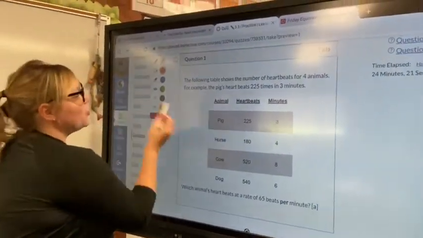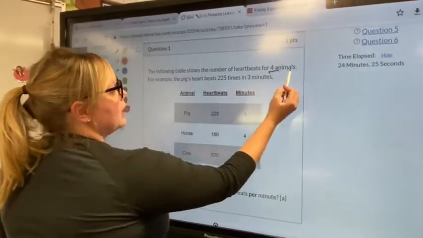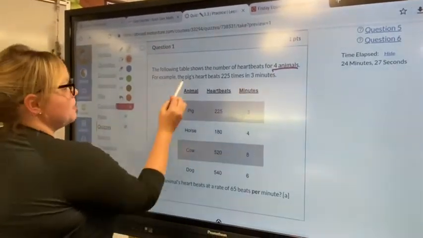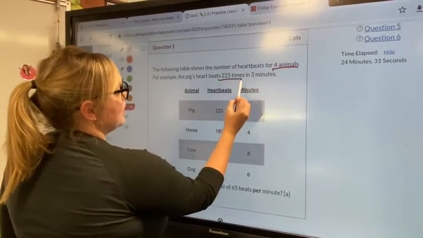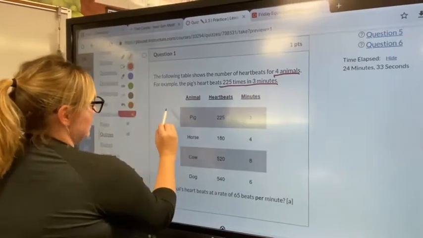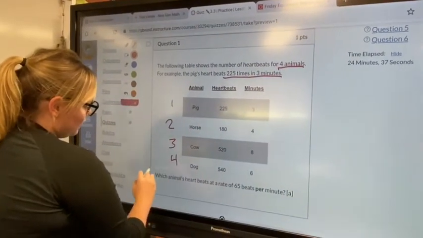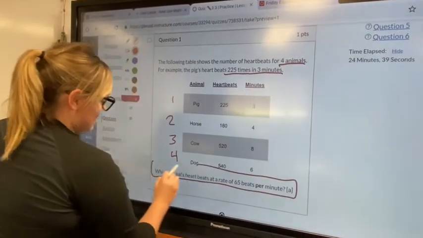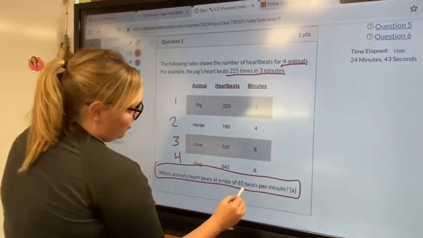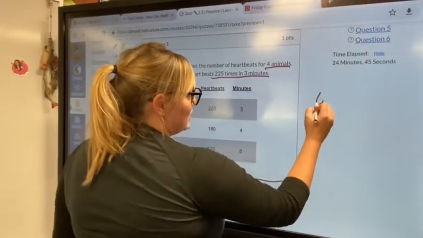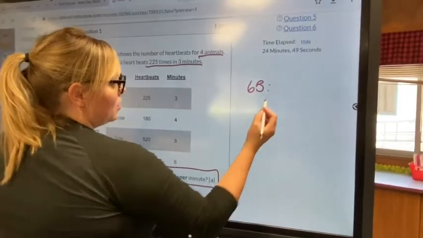Okay, the following table shows the number of heartbeats for 4 animals. For example, the pig's heart beats 225 times in 3 minutes. So here's animal 1, 2, 3, and 4. Down here is the question. It says, which animal's heart beats at a rate of 65 beats per minute.